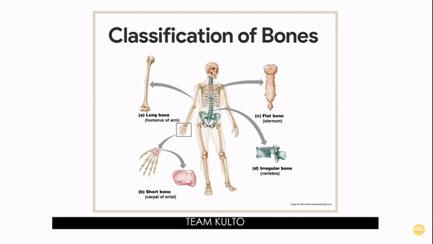Next, we have the irregular bone. A good example is the vertebra located on the spinal column. These are bones that do not fit any of the preceding categories.